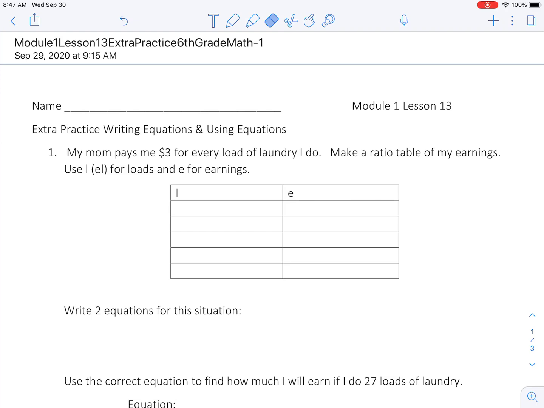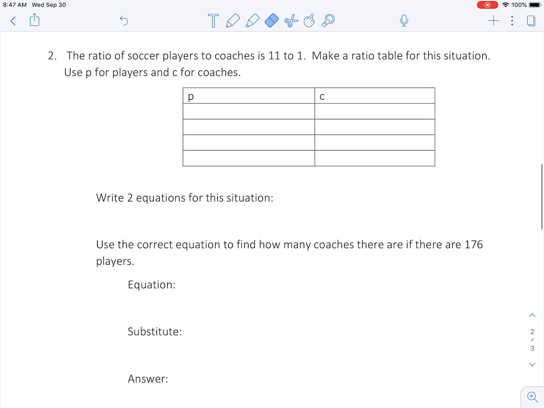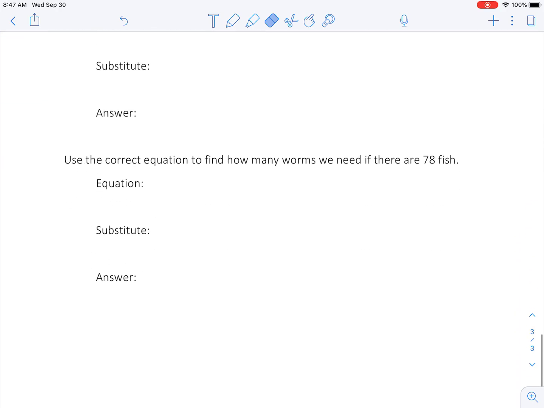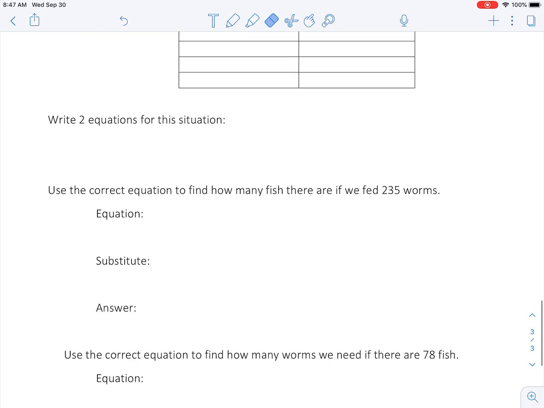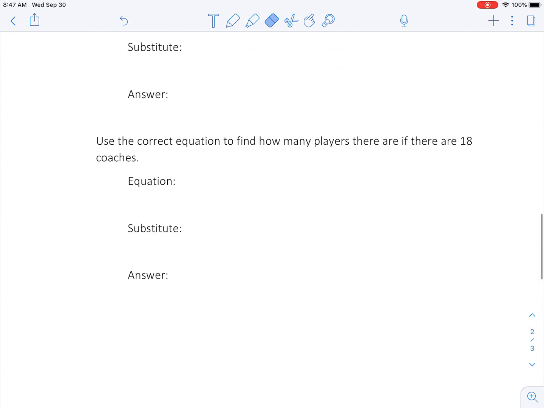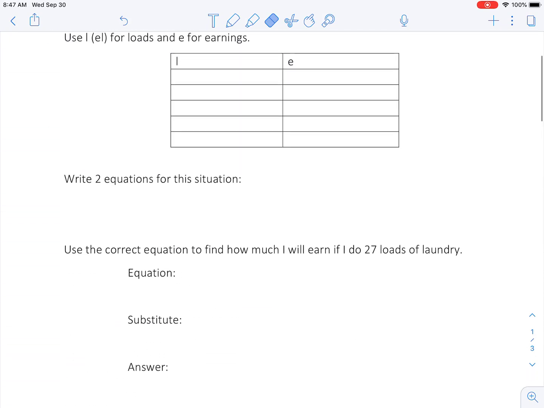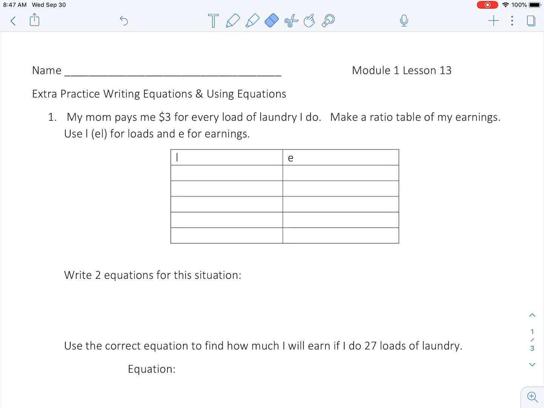For today's lesson, all we're going to be doing is some extra practice for lesson 13. That is writing equations and using equations to solve problems with ratios and ratio tables. Okay, you're going to get an assignment that looks like this. It is 3 problems long. Each problem has a few steps that you need to do. We're going to do the first one together so you guys get an idea on how to do it, and then I want you guys to do the next 2 on your own.